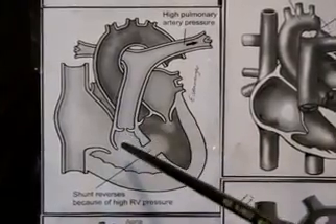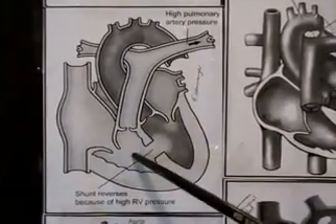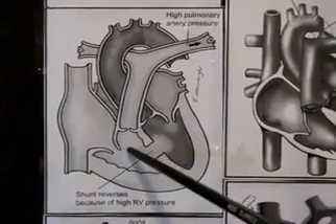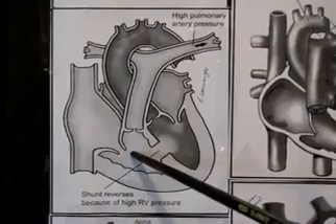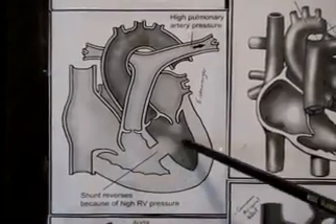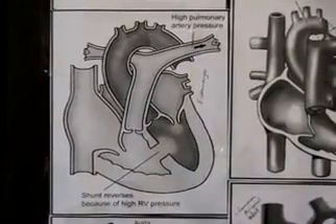And when the pressure in the right ventricle exceeds the left ventricle, the flow is going to reverse and become right to left. In other words, deoxygenated blood is now going to be transferred to the left side of the heart, which is going to pump it to the body, and therefore you have cyanosis.